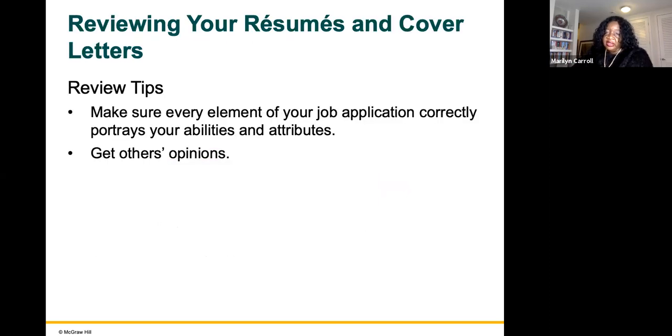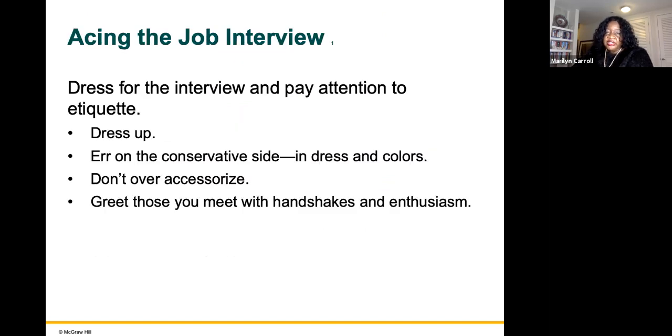So review tips. Make sure every element of your job application correctly portrays your abilities and your attributes. Get others' opinions. Dress for the job interview and pay attention to etiquette.